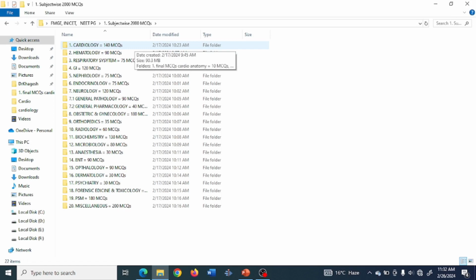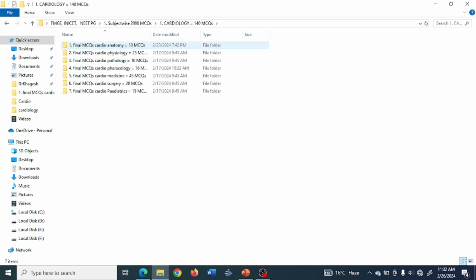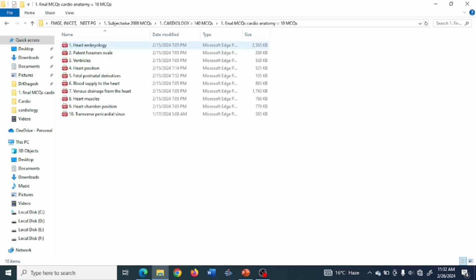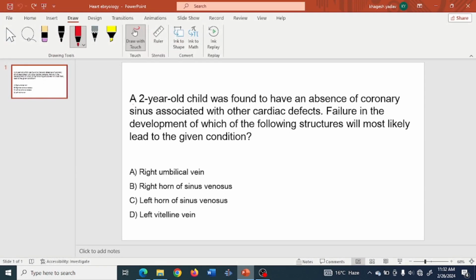In cardiology, today we are going to see the cardioanatomy question. There is our question from heart embryology. So let's see the question. A 2-year-old child was found to have an absence of coronary sinus associated with other cardiac defects. Failure in the development of which of the following structure will most likely lead to the given condition? Here are 4 options: right umbilical vein, right horn of sinus venosus, left horn of sinus venosus, and left vitelline vein.